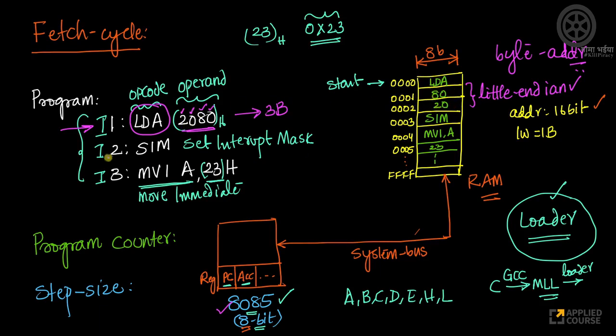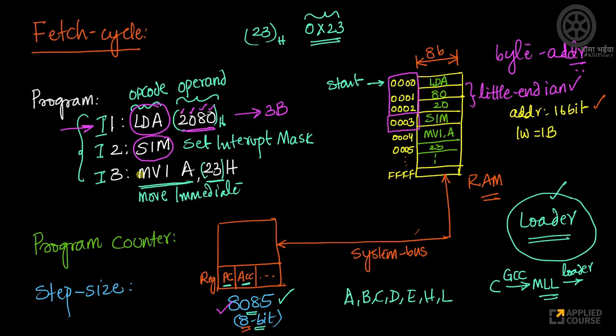Okay, cool. My second instruction has only an opcode. It doesn't have an operand. So I can store it in 1 byte. So my second instruction is stored here. So my first instruction is stored in these 3 locations. My second instruction is stored in just 1 byte.